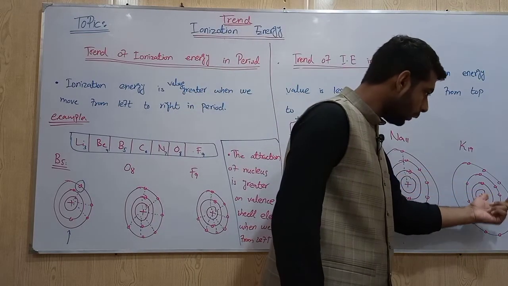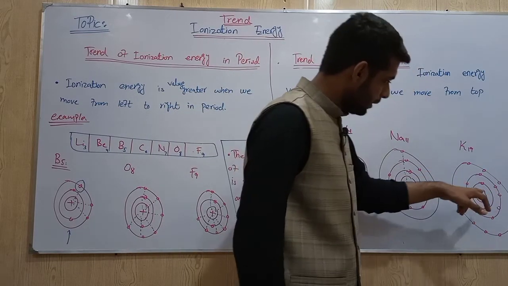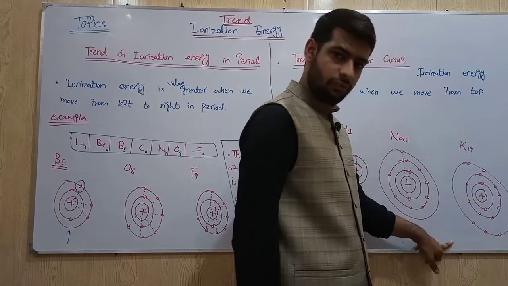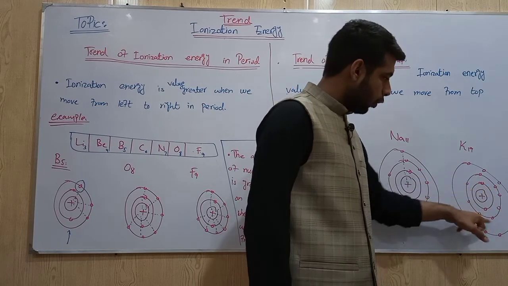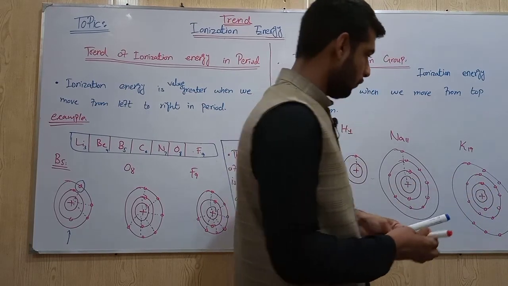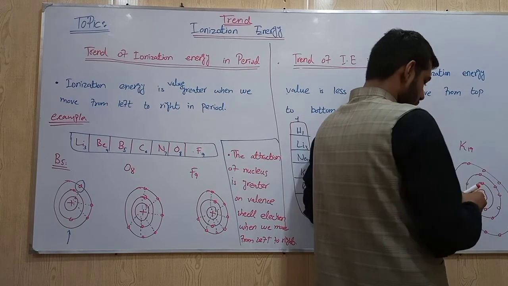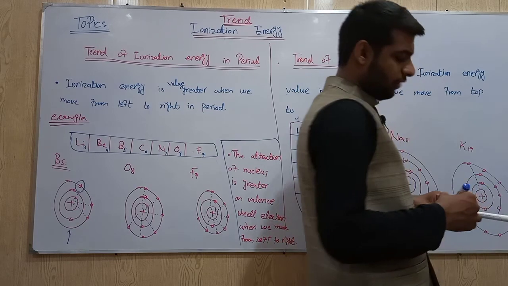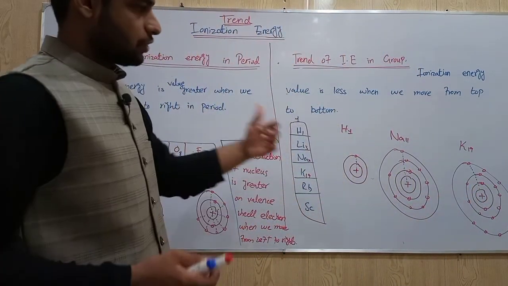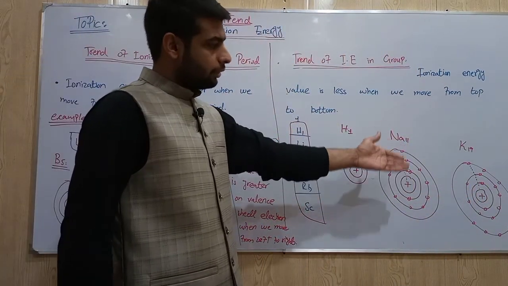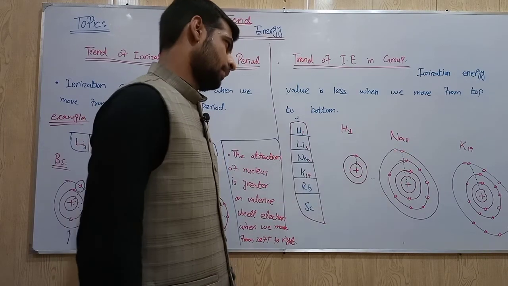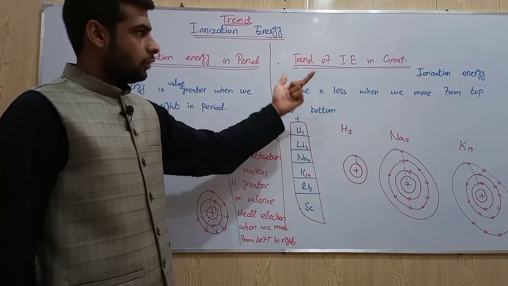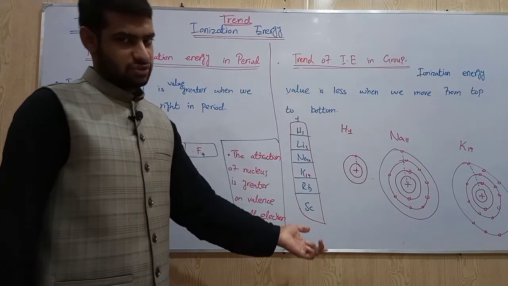Similarly, we will discuss the potassium atomic structure. Potassium has a fourth valence shell, but the force of attraction between the nucleus and the valence electron is also weak because the inner shells create resistance in the nuclear attraction force. That is the reason why, when we move from top to bottom, the ionization energy is also less.